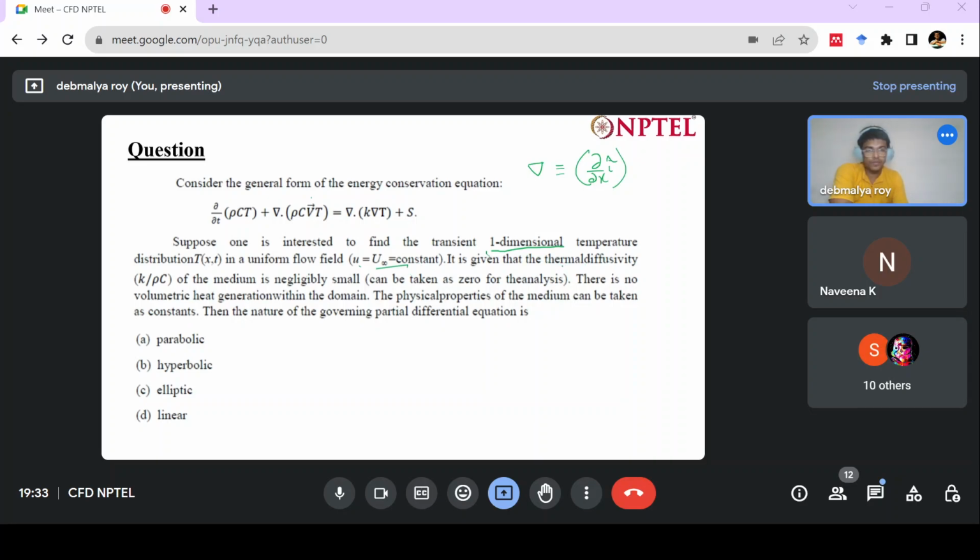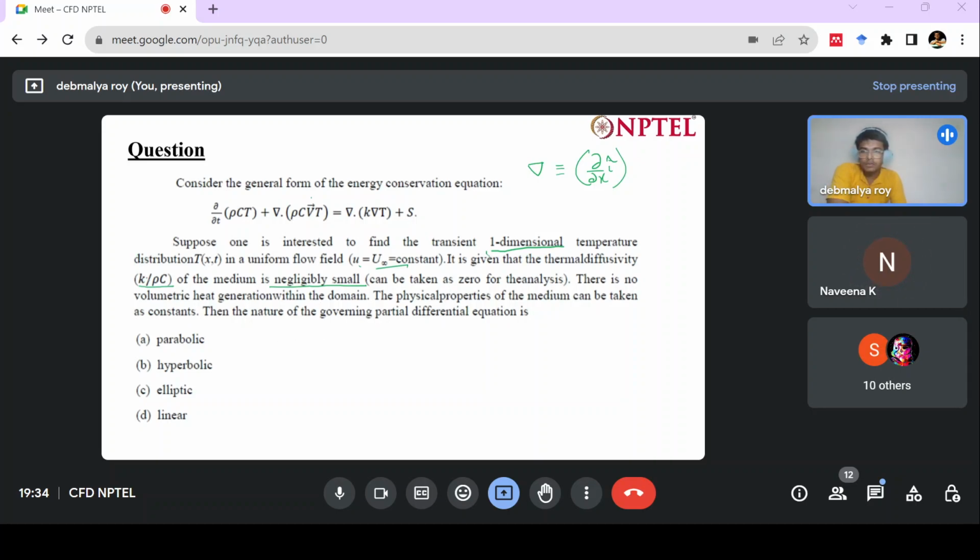A very important assumption is given that the thermal diffusivity, this alpha, k by rho Cp of this medium, is negligibly small, and can be taken 0 for the analysis. So this is a very important assumption that is given. Let's first work with this, then we will see the other assumptions as well.